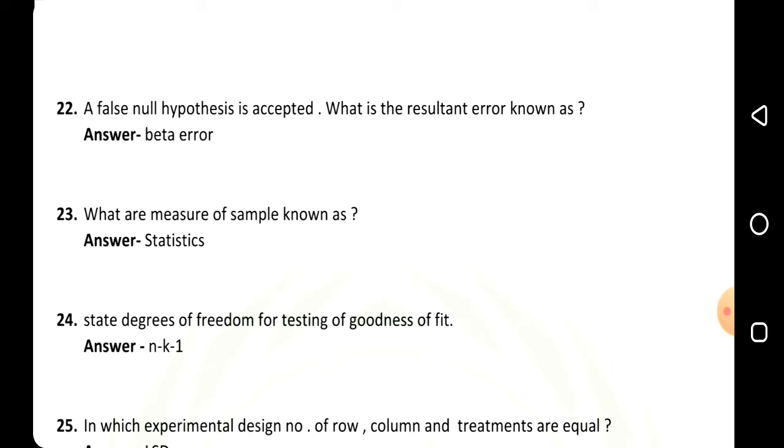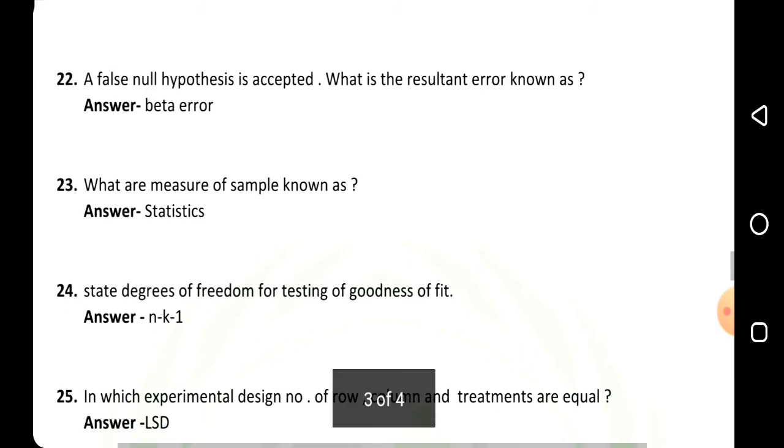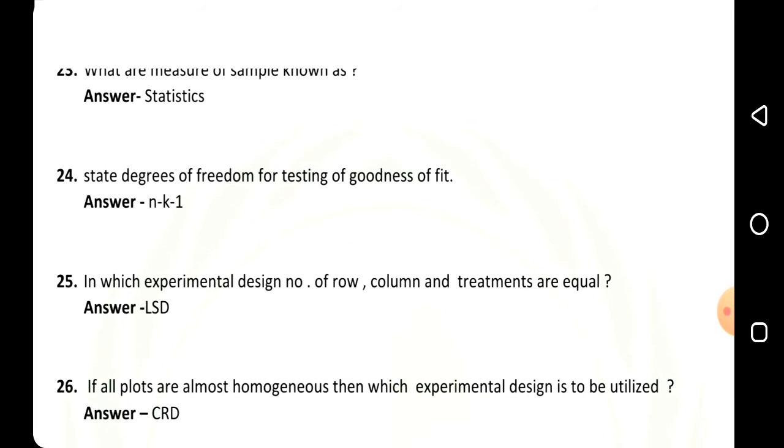24th question. State degree of freedom for testing of goodness of fit. Answer is n minus k minus 1. 25th question. In which experimental design number of rows, column and treatments are equal? Answer is LSD.